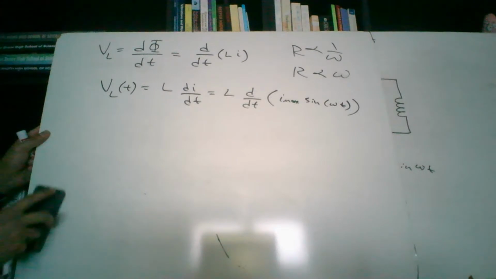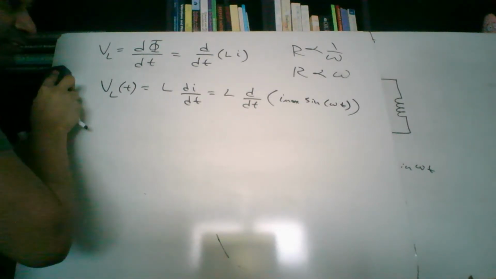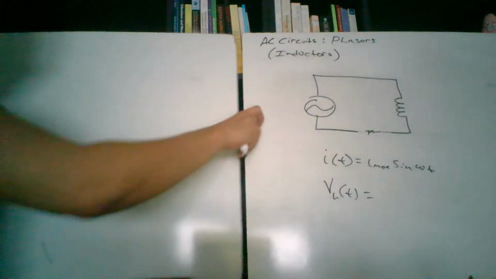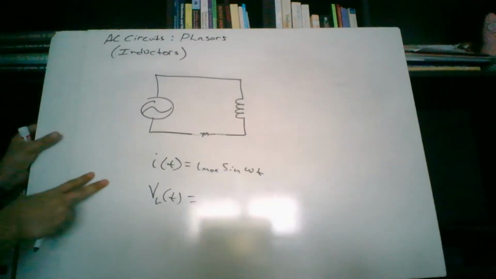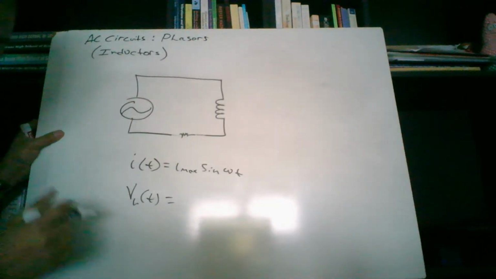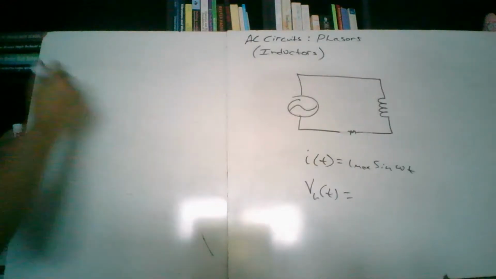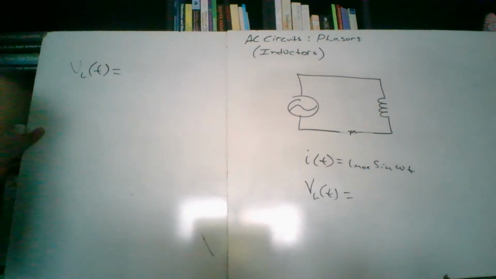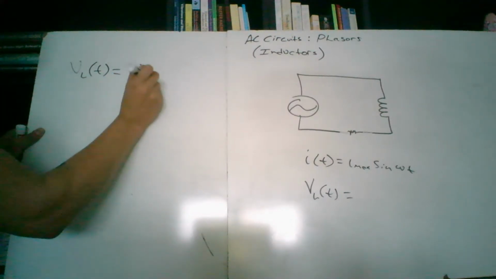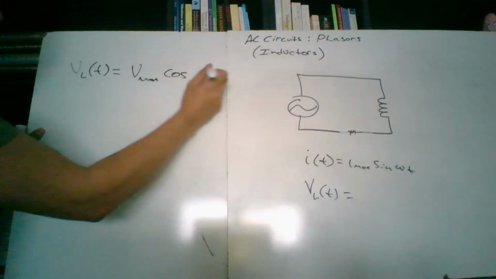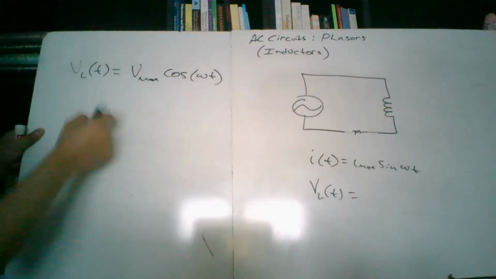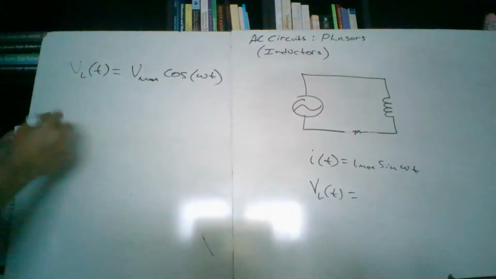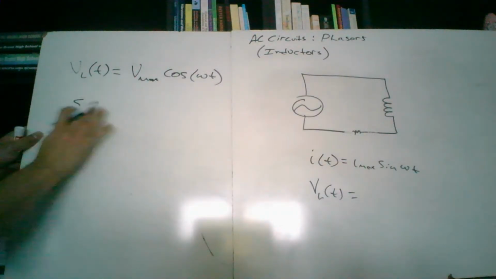So let us graph this. So the voltage as a function of time, let's quickly write that down. The voltage of the inductor as a function of time is going to equal V max times cosine of omega t. Now, wait a minute. I don't want it in cosine. I want it in sine because I like sine. You know why? Sine's cool, man.